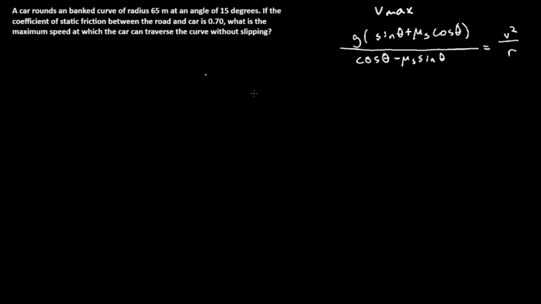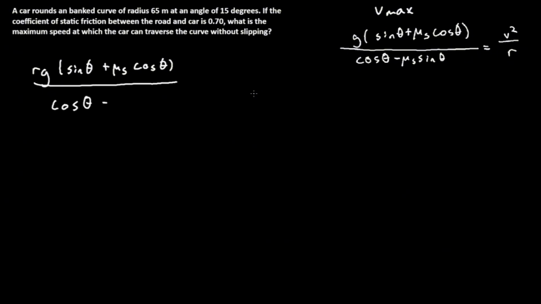So we just got to use this formula. We can actually isolate velocity here by multiplying radius on both sides. So we multiply radius on both sides to get, so this is mu of s cosine of theta, cosine of theta minus mu of s sine of theta. And then we square root everything. Okay, that's a very ugly square root. Is equal to v max.